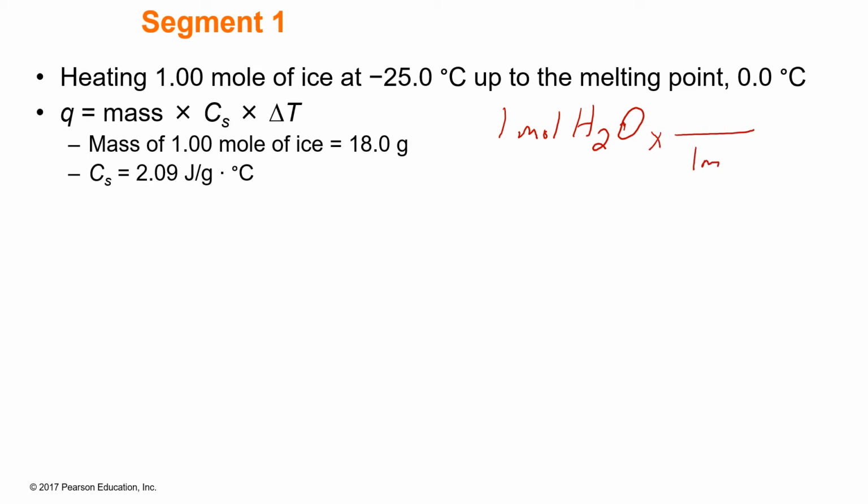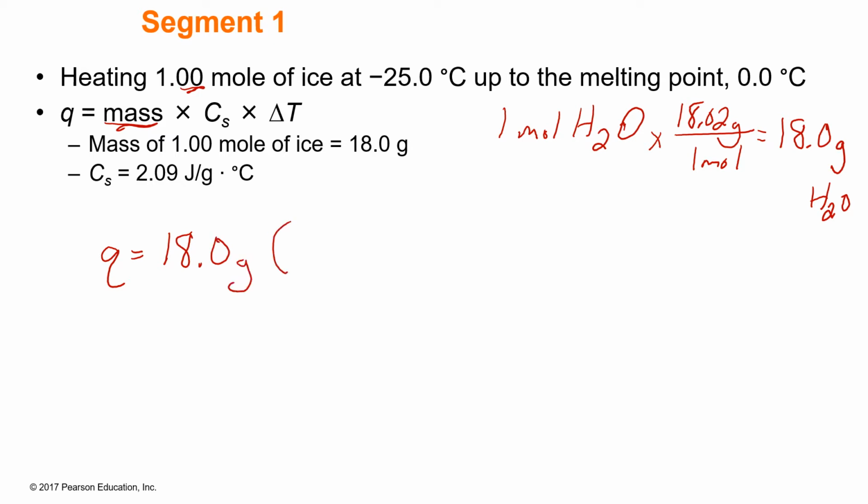We know that 1 mole of water is 2 times the mass of hydrogen plus the mass of oxygen, 18.02 grams. Let's go with 18 because of sig figs, because we have 1.00 moles. So it's going to be 18 grams of water because we're dealing with our mass that we need. So our heat is going to be 18 grams times our specific heat of ice, 2.09 joules per gram degree Celsius.